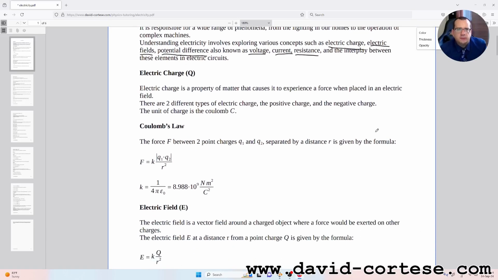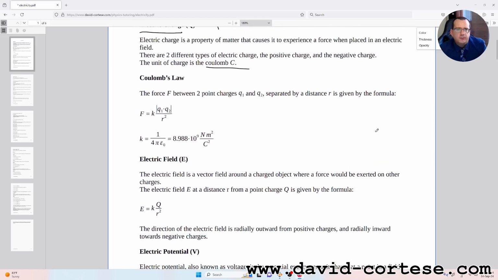Electric charge, Q. So we write Q for the electric charge. Electric charge is a property of matter that causes it to experience a force when placed in an electric field. There are two different types of electric charge: the positive charge and the negative charge. The unit of charge is the Coulomb, C.